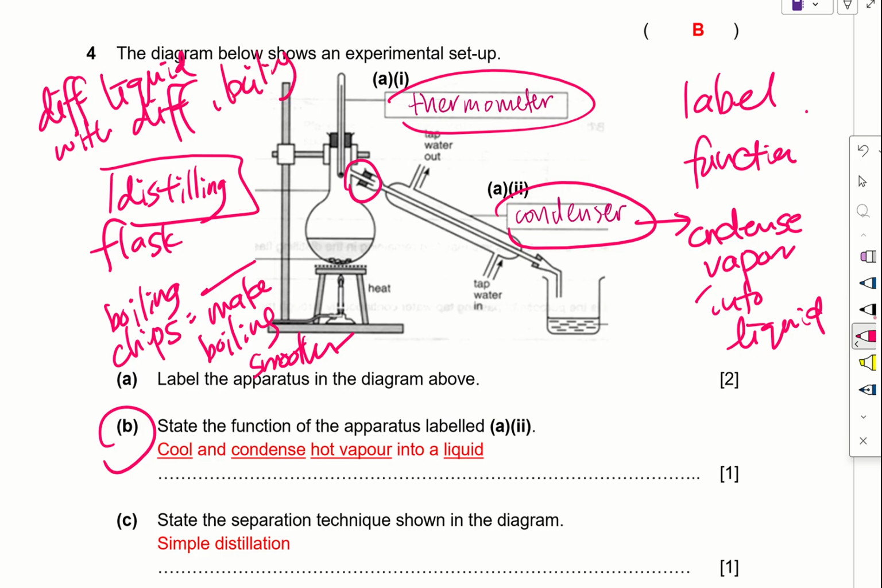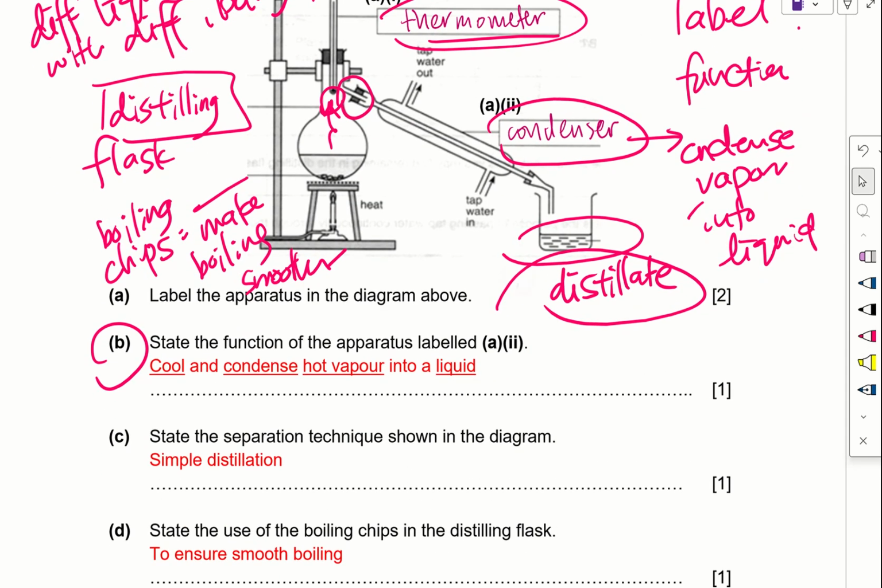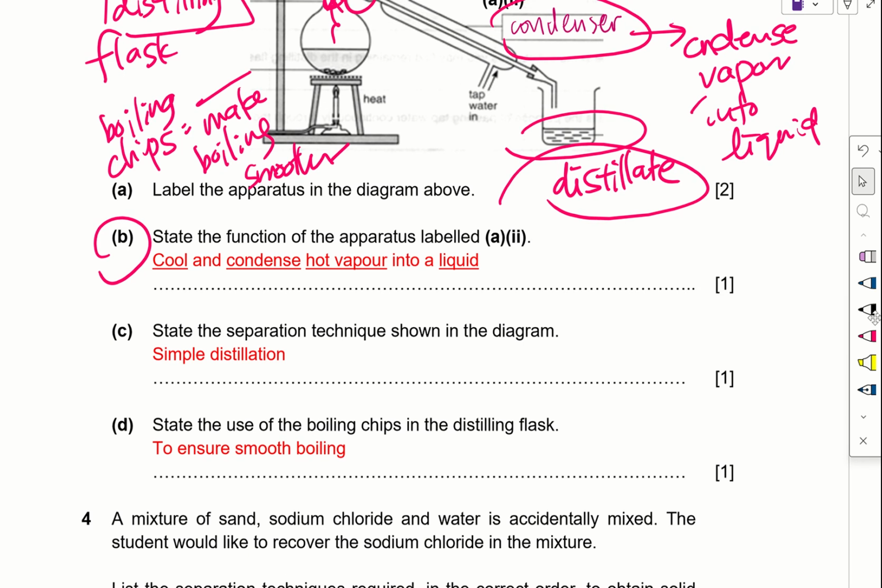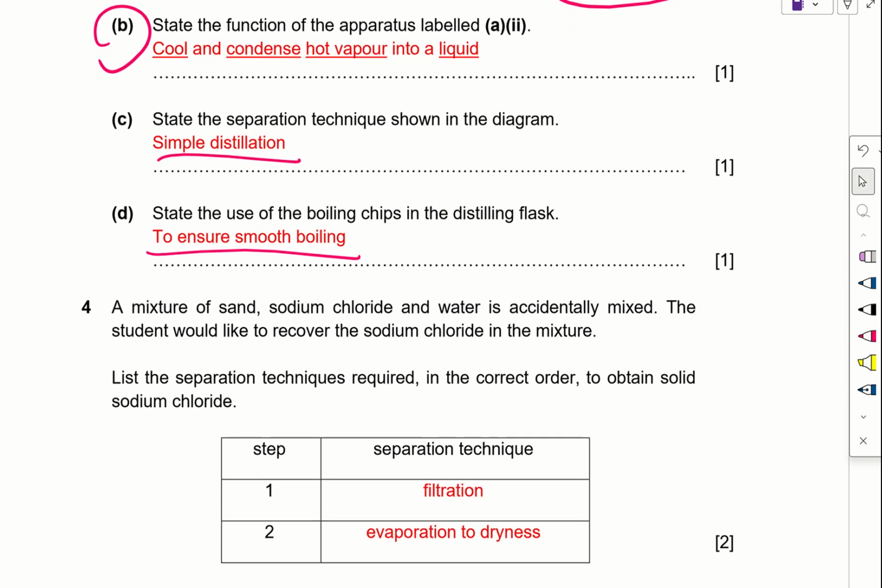Okay, with different boiling points. Therefore, the thermometer is used to check that at a certain temperature, like for water, if it boils at 100 degrees, and when my thermometer reads 100 degrees, then I know that it is actually the water vapor that is being produced over here. Then I'll know that what I'll be collecting, and this is what we call the distillate, the distillate will then be the pure water. Okay, so the thermometer is to check for the temperature. Okay, so what's this separation technique? Is simple distillation. And what's the purpose of the boiling chip? To ensure smooth boiling.